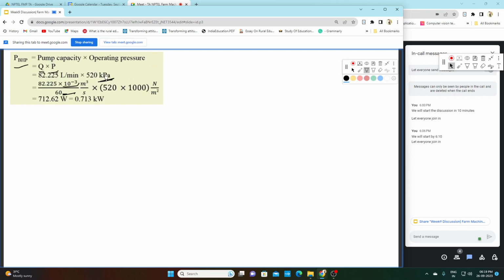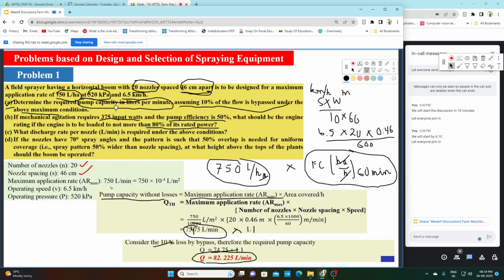Similarly here also you have to take care of the unit conversion, 520 into 1000, because this is kilopascal and we want pascal. When you do that, you will get your power in watts, but normally we want our power in kilowatt, so we divide it by 1000, that is why 0.713 kilowatt. So up to this it is clear, but here extra information is given.